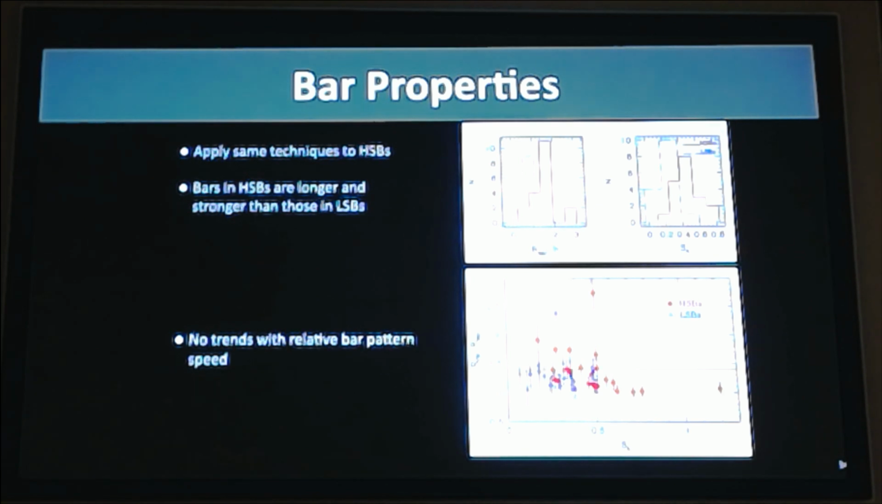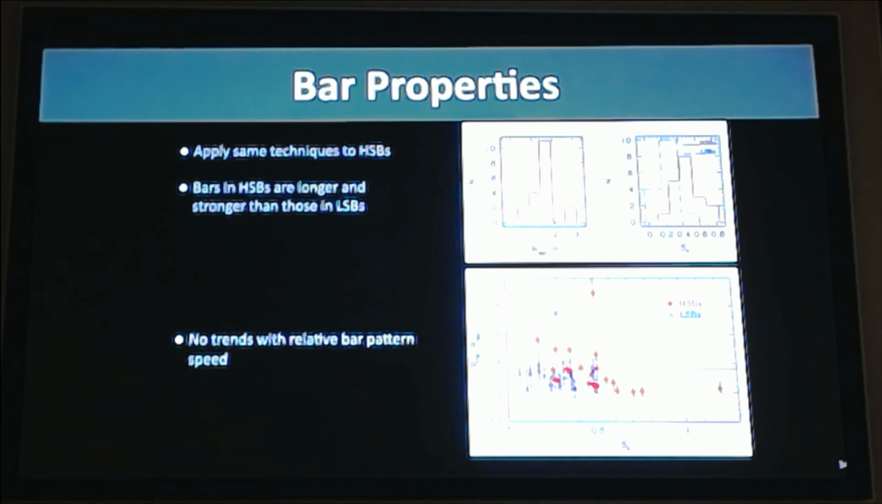However, we find no trends with the relative bar pattern speed measurement. So if we fill in this relative bar pattern speed as a function of bar strength from earlier, if these weren't color-coded, you wouldn't be able to differentiate an HSB from an LSB. Finding slow bars here in HSBs is not uncommon. You do find a couple. It's usually about 75% or even more of HSBs that are host to fast bars. So this is consistent with previous findings.